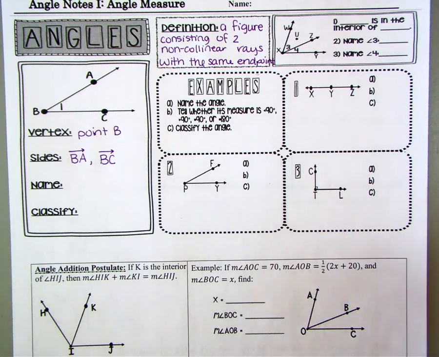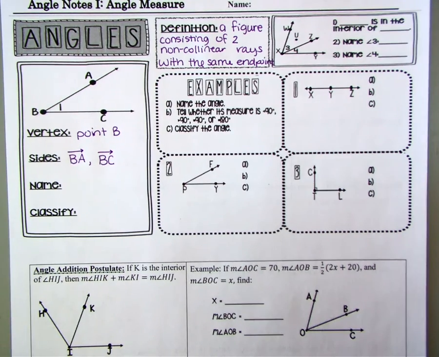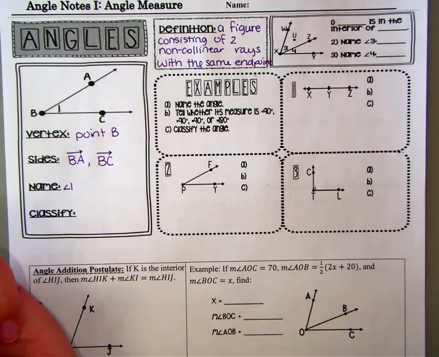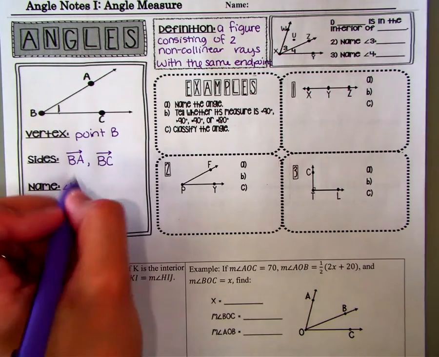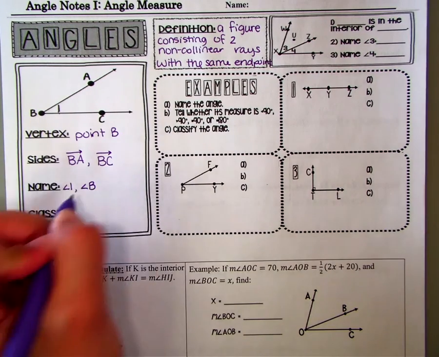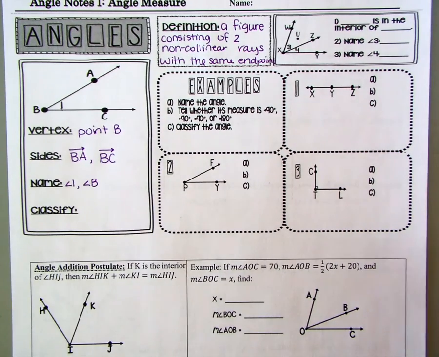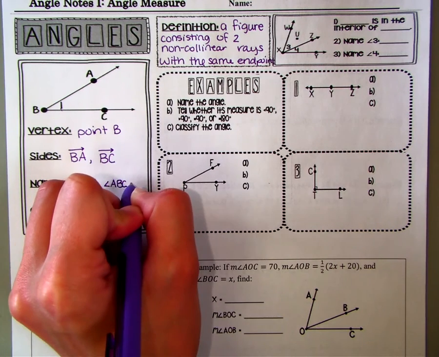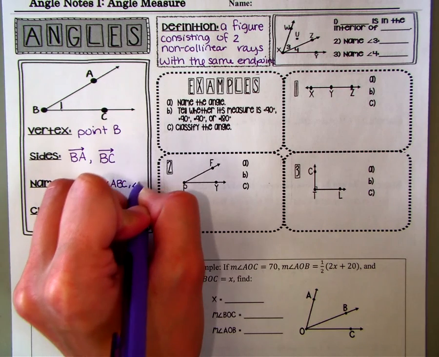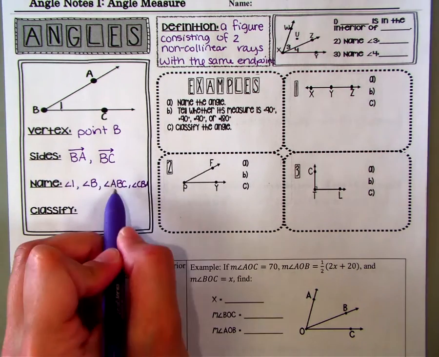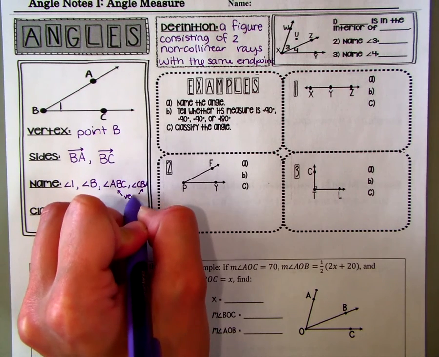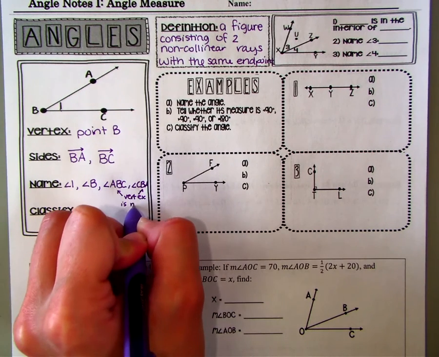And we can name angles in a lot of different ways, actually. So this angle, we can name it angle 1 because we've got this 1 in here. We can name it by the vertex, so just plain old angle B. And we can also name it using all three of the letters, as long as your vertex is in the middle. So we could say angle ABC or angle CBA, as long as your vertex is in the middle.